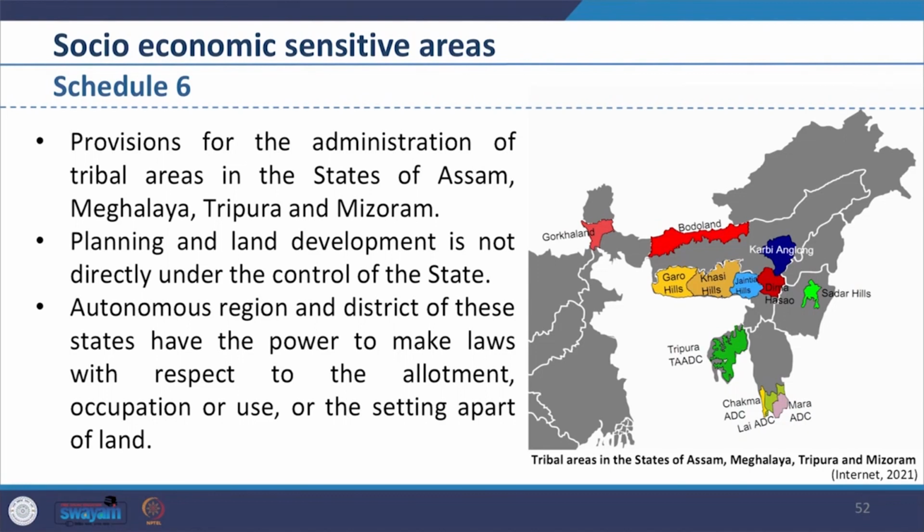The Regional Council of an autonomous region or District Council for an autonomous district of these states have the power to make laws with respect to the allotment, occupation or use, or setting apart of land other than any land which is reserved forest for the purpose of agriculture or grazing or for residential or other non-agriculture purposes, or for any other purpose likely to promote the interest of the inhabitants of any village or town. So, this was about the sensitive areas.